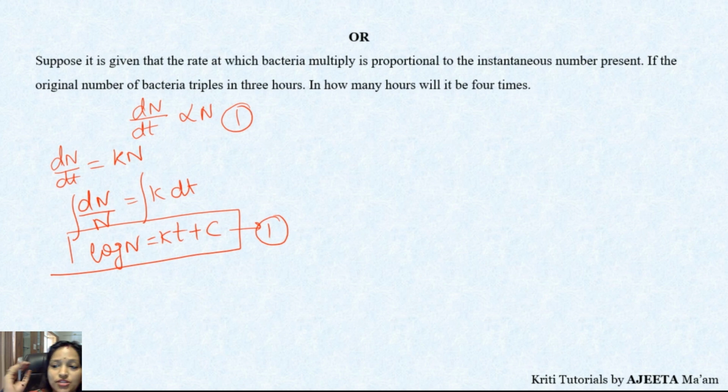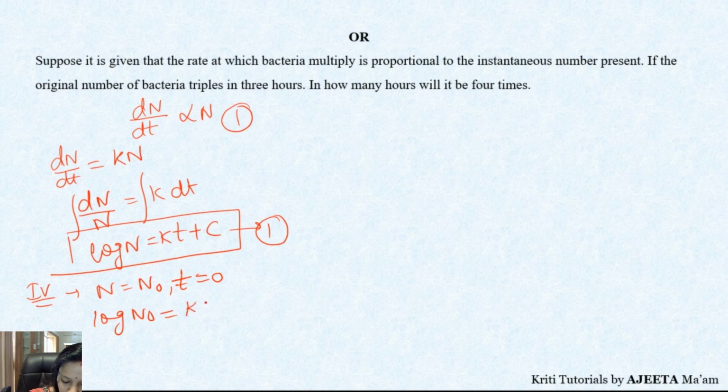Now here the conditions are given to you for k also. Okay, so the original number of bacteria triples in 3 hours. So let's say the original number is N0. Nothing is given to you, so don't think the question is incomplete. You will assume something. So let's take the initial value: let N be equal to N0 when time is 0. So let's find c. So log N0 is equal to k into 0 plus c. So what is the value of c? It is log N0. So this is again 1 mark.